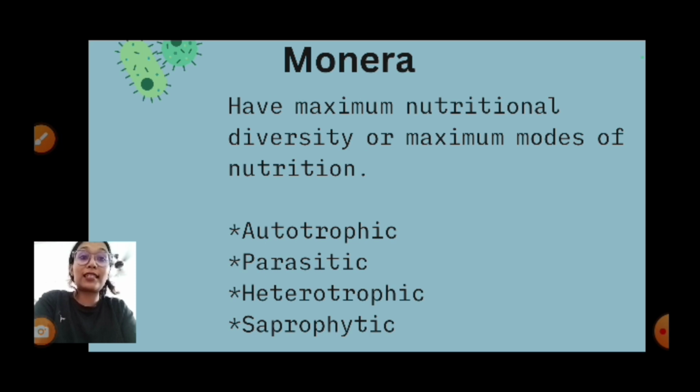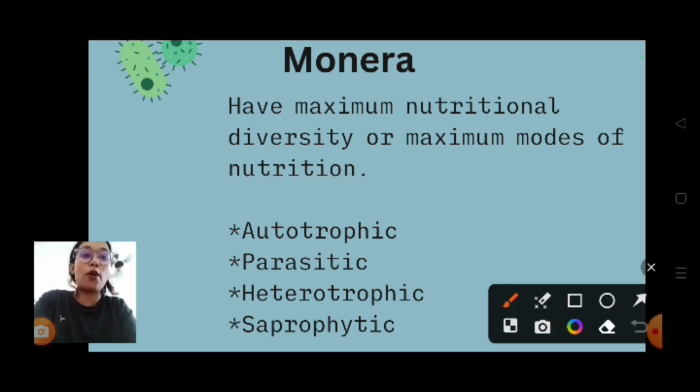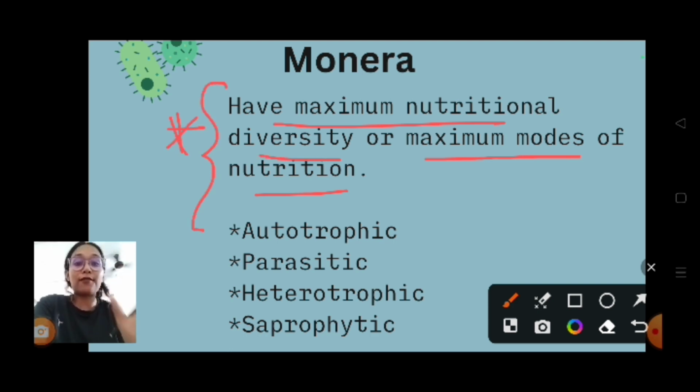Moneras have maximum nutritional diversity, or maximum modes of nutrition. This means they show the maximum difference in how they take in food. Different bacteria show different modes of nutrition. This question has come many times in your NEET examination, the whole sentence. So you have to know which kingdom involves the maximum nutritional diversity. It will be Monera. One by one we'll go into details.